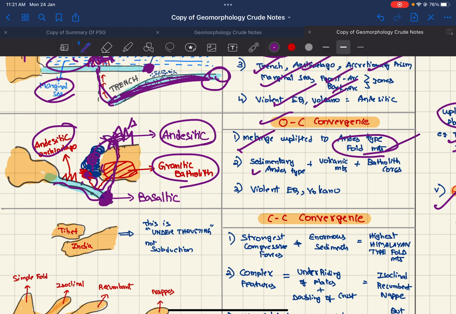We have seen the sedimentary Andes type is there. Volcanic mountains are seen there because of the basalt flowing as andesite, and batholithic cores due to the andesitic archipelago and other andesitic material turning into granitic batholith. Since these are andesitic eruptions, these are violent, with earthquakes and volcanoes.